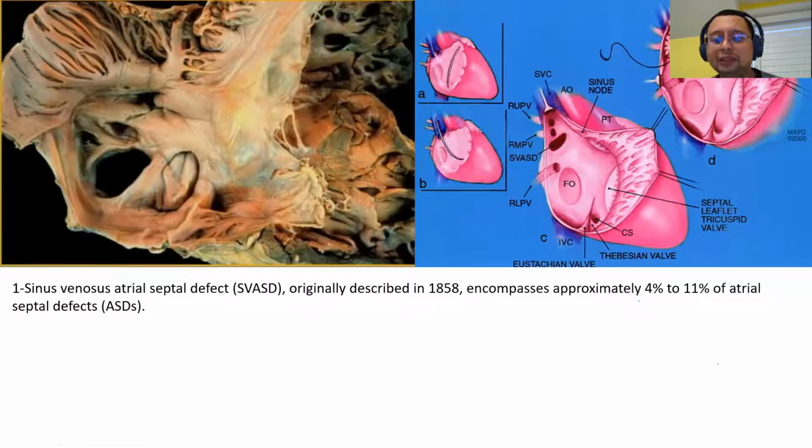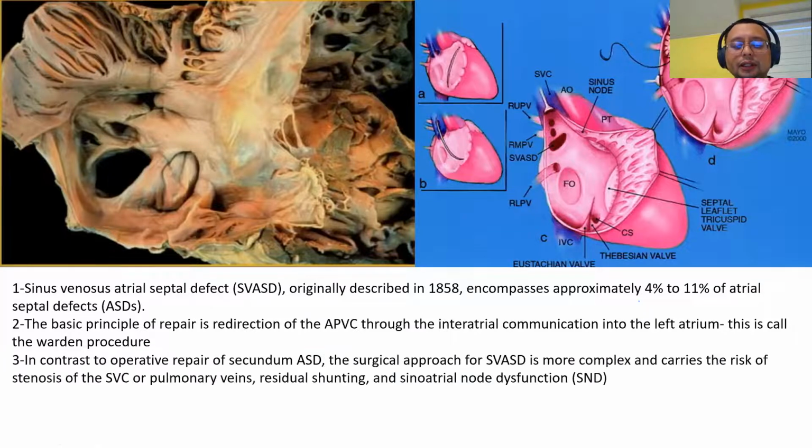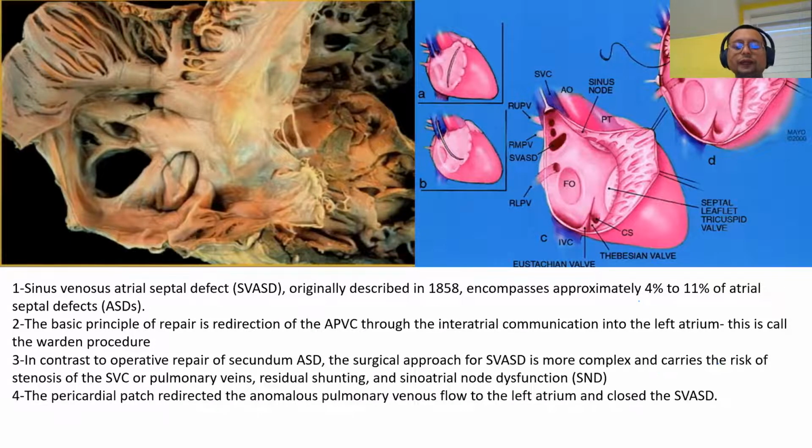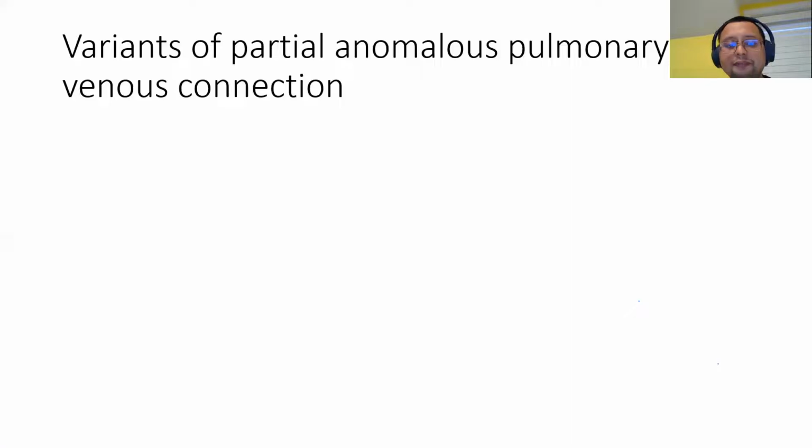It was originally described in 1858 and comprises approximately 4% to 11% of ASDs. The basic principle of repair is redirection of anomalous pulmonary venous connection through the intra-atrial communication. In contrast to operative repair of secundum ASD, the surgical approach of sinus venosus ASD is more complex and carries the risk of stenosis of the SVC or pulmonary vein, residual shunting, and sinoatrial node dysfunction. So that's again showing you the pericardial patch. That is the anomalous insertion of the right upper pulmonary vein. That is the sinus venosus ASD.